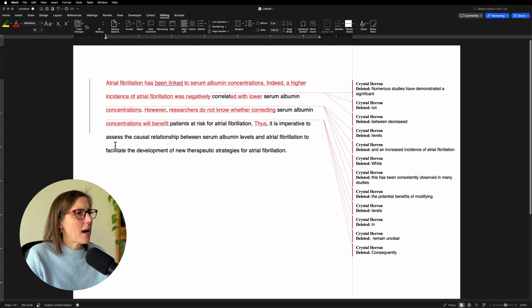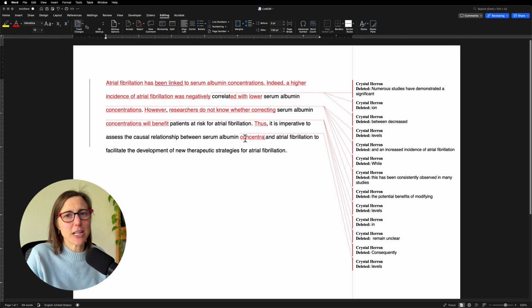So, okay, what else do we have? We have assess. So we talked about last week how it's a weak verb and we want to use something stronger. Then we have the causal relationship. This feels a little bit jargony to me. So we'll think about that as we work on this. Okay, then we have between serum albumin levels and atrial fibrillation. Oh, I'm going to change this to concentration.